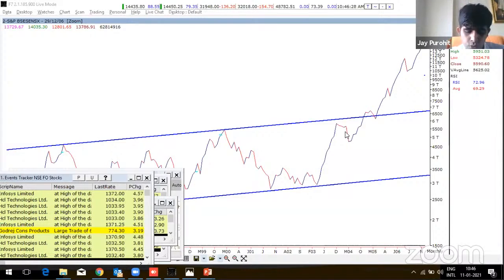Colpal has witnessed an OI buildup of around 12%. The price is up by around 3%. ICICI Prudential OI is up by 8%. SBI Life OI is up by 8%.